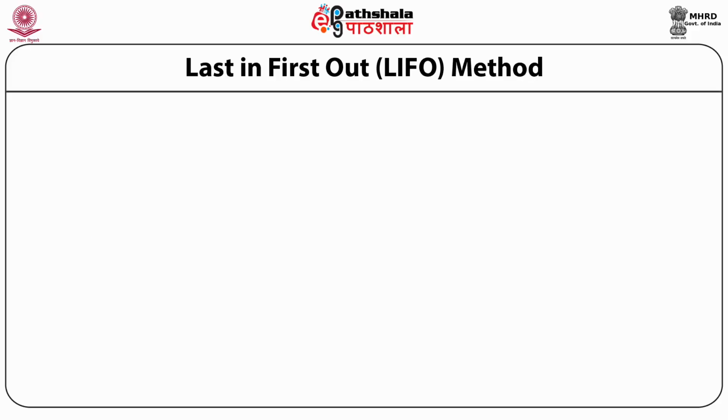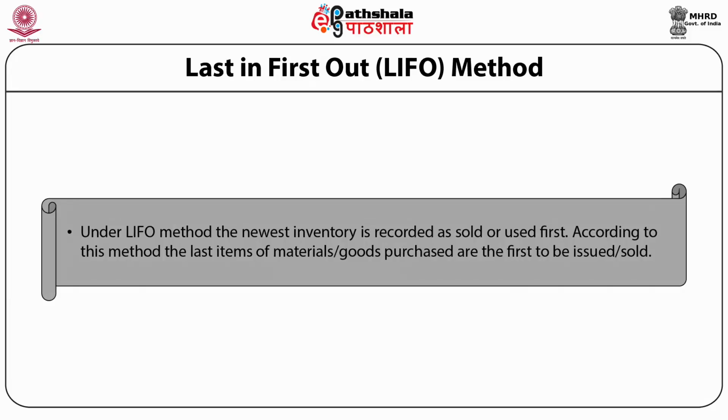Last in, first out method. Under the last in, first out method, the newest inventory is recorded as sold or used first. According to this method, the last items of materials or goods purchased are the first to be issued or sold. The items which are purchased last will be issued first under this method.